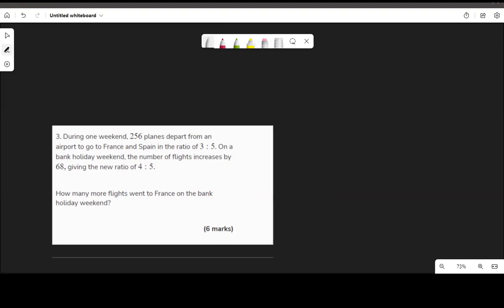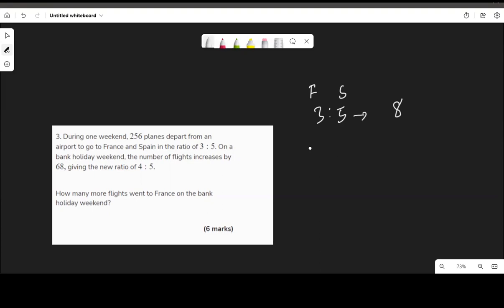Now, let's look at the first part of the question first. The total number of planes that depart from the airport to go to France and Spain are in the ratio of 3 to 5. So 3 go to France, while 5 go to Spain. If I add this, I will have 8.